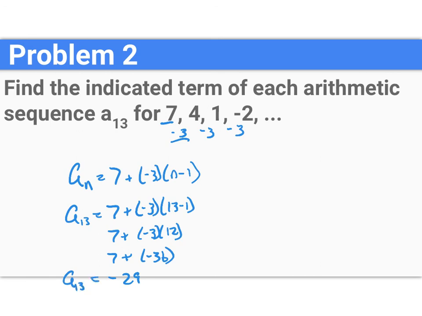So if you don't like solving it this way with the formula, what you can do is subtract 3. Let's see, this is 1, 2, 3, 4. You can subtract negative 3, or you can subtract 3. Add negative 3 is what I meant to say. You can add negative 3 or subtract 3 9 more times to get to the 13th term, and you should get to negative 29.